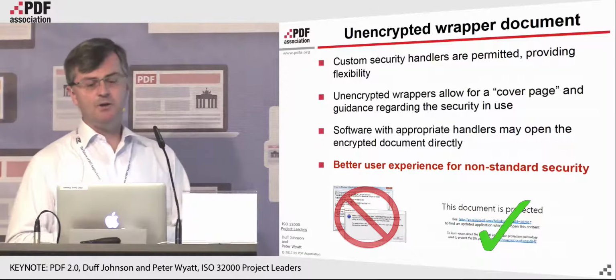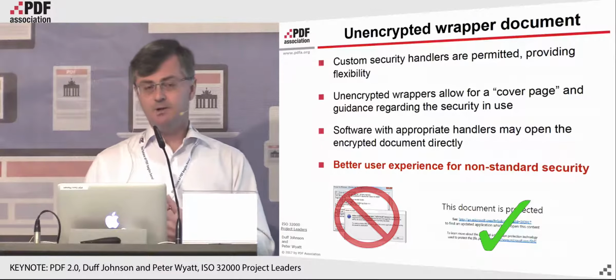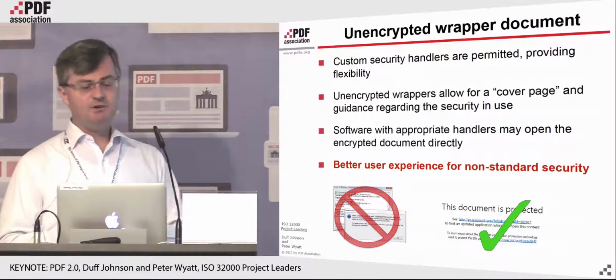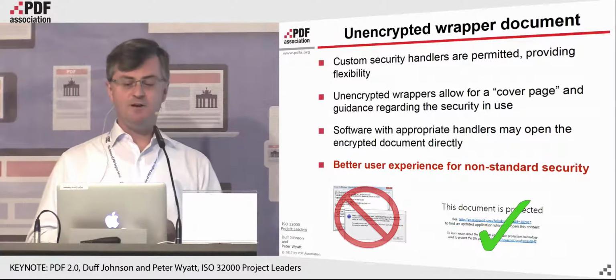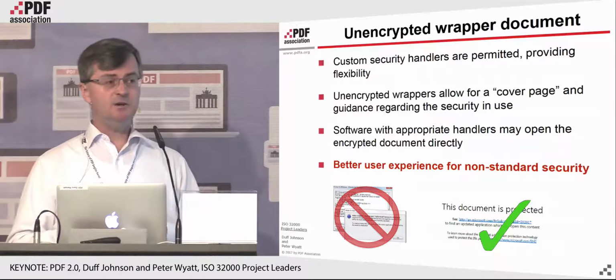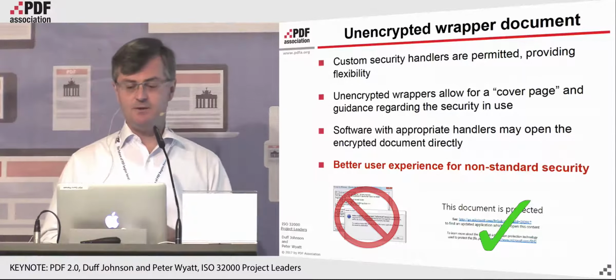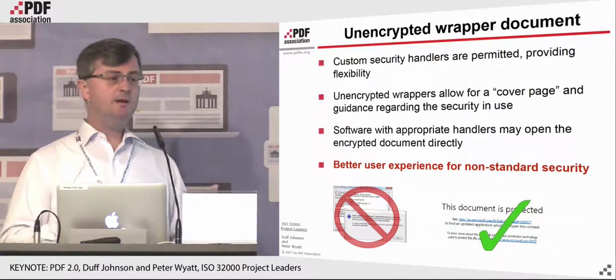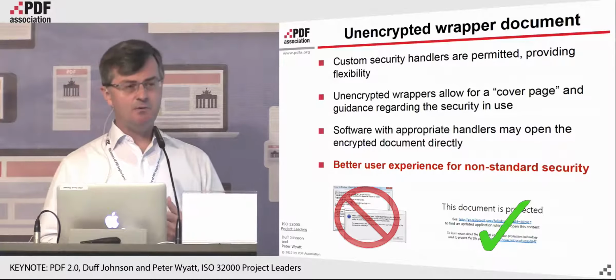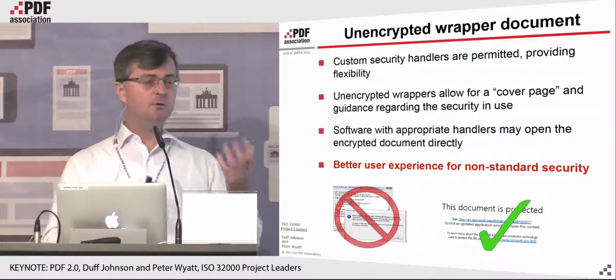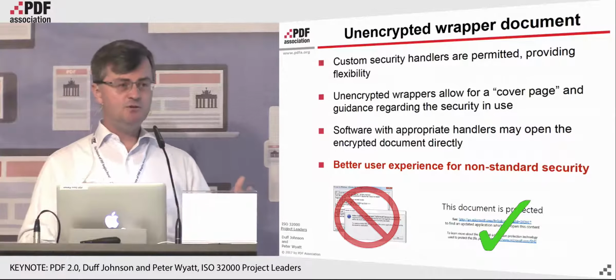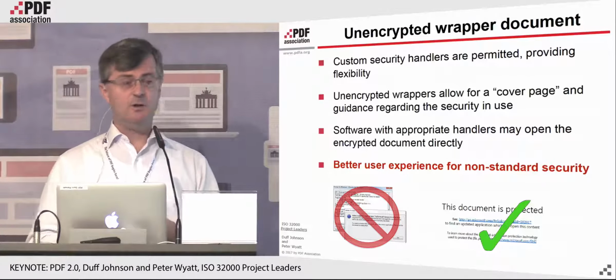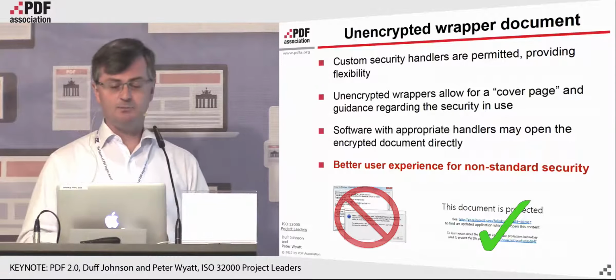So let's begin with the unencrypted wrapper document, a new feature. As you would appreciate, custom security handlers have always been supported in PDF, and that's been great. It's provided some great solutions out there. But the experience from a user's point of view has not always been great. If you open one of these documents or try to process it, often you would get some obtuse error message and you didn't really know what was going on, especially if you're not a technical person.